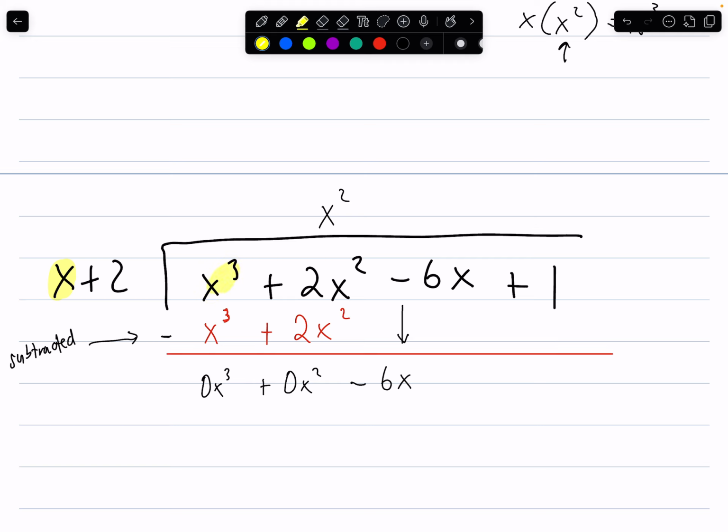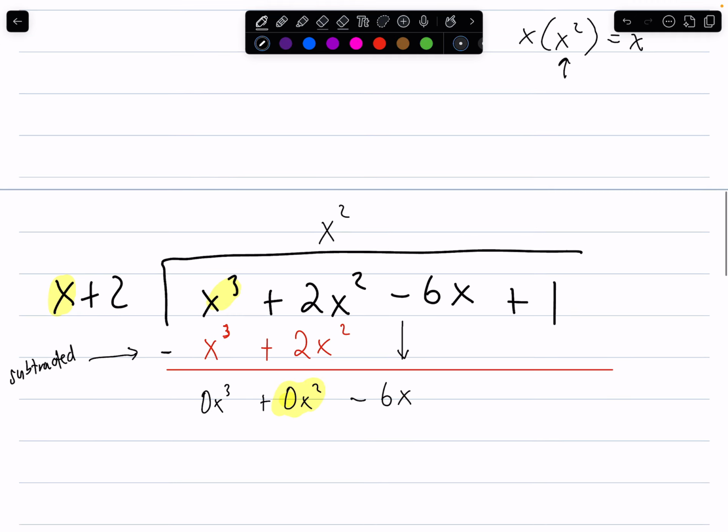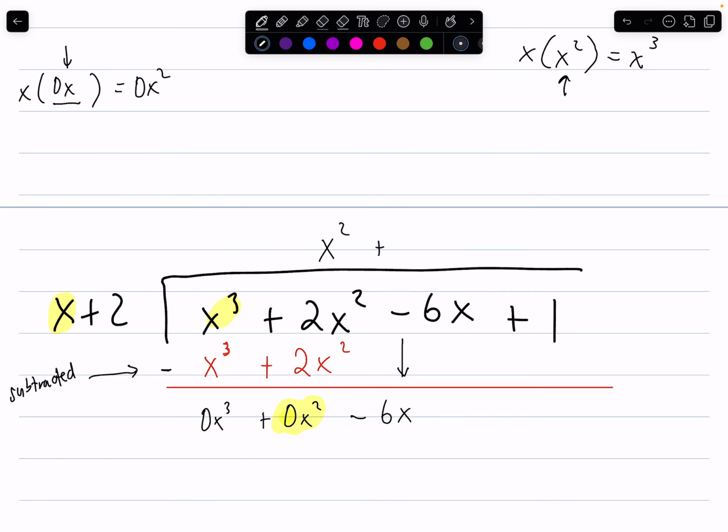So before I went for my x cubed terms, now I'm going to compare my x to the next term, which would be my 0x squared. So the question I have to ask myself is, x times what will give me 0x squared? Well, x times 0x will give me 0x squared. Obviously, I can put 0, but I'll tell you why I'm saying 0x instead of 0. The reason is that when you're putting these equations, that 0x is going to come right here, and this is going to be in line with all my x terms.